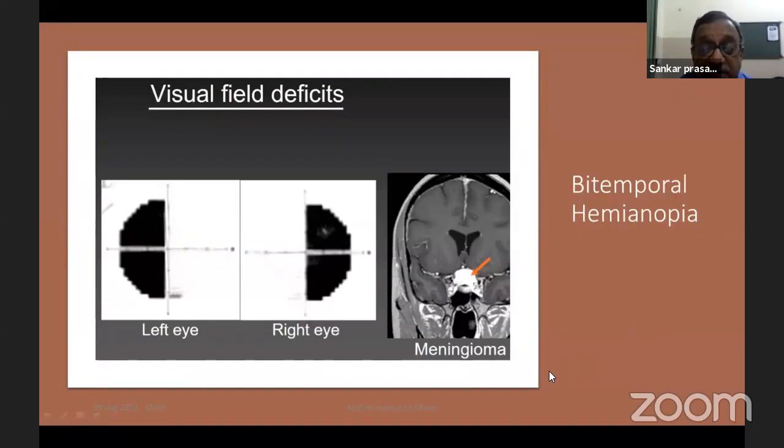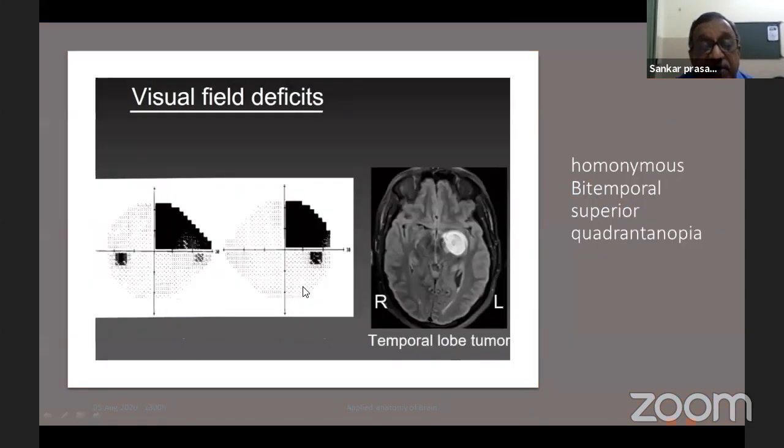And bitemporal hemianopia in the visual fields, where both the temporal fields are affected, occurs in optic chiasma lesions or suprasellar meningioma, also in the chiasmal region, and this is the pituitary gland region where you can get bitemporal hemianopia.